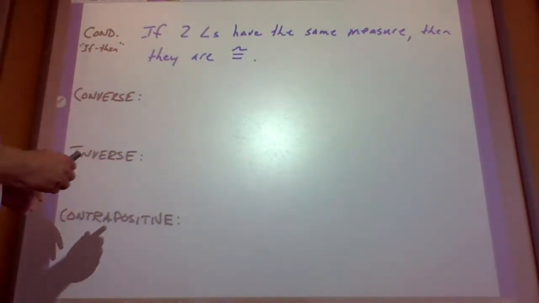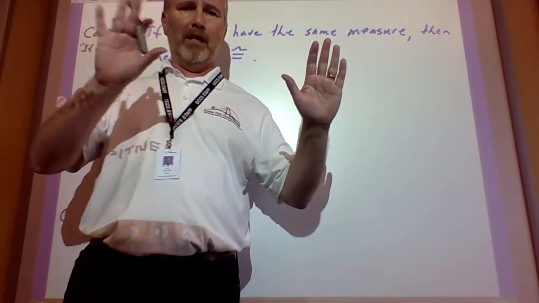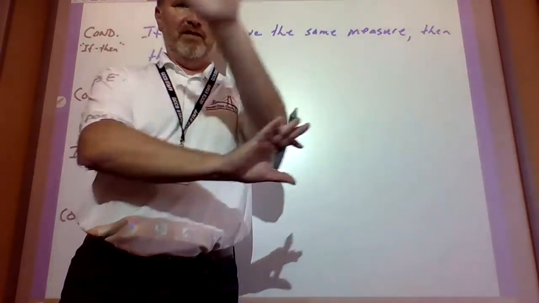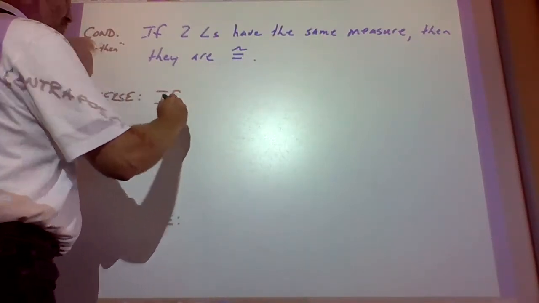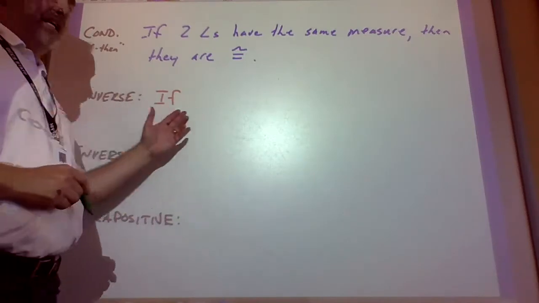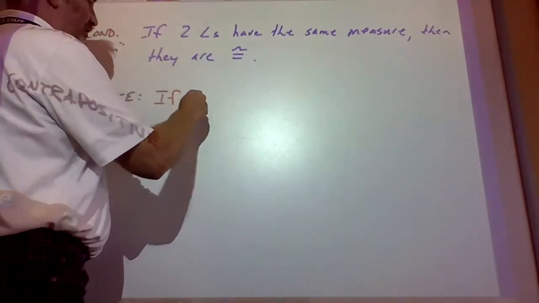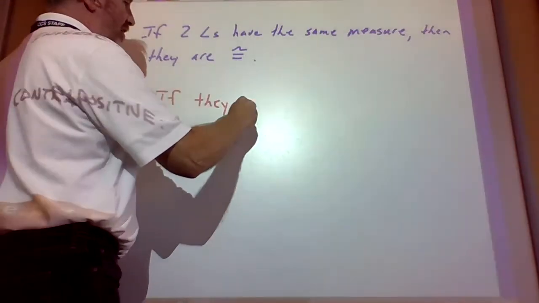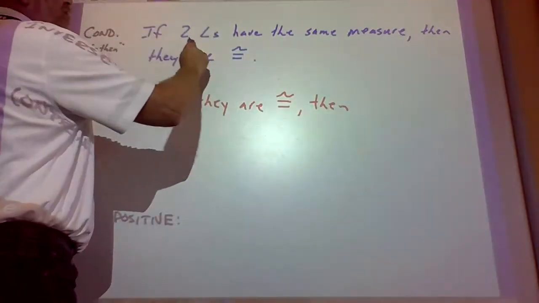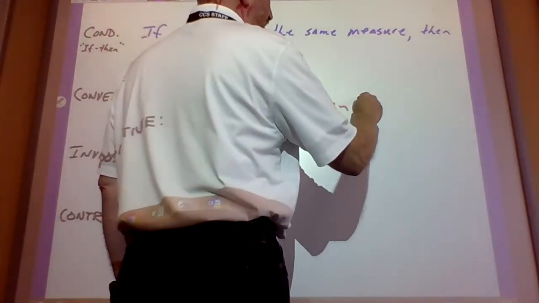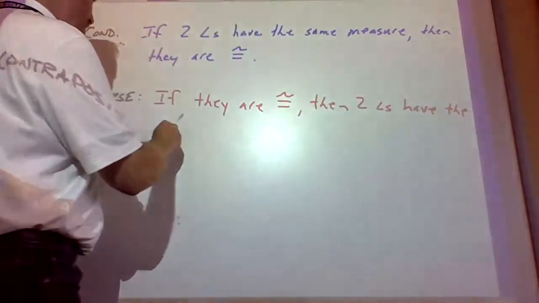So hopefully for the converse you did something like this. Now remember, the converse is literally when you switch the order. You've got if blah blah blah, then blah blah blah. The converse is you just switch those two. I'm still going to write if first, then the then; you just switch the phrases. So: if they are congruent, then two angles have the same measure.